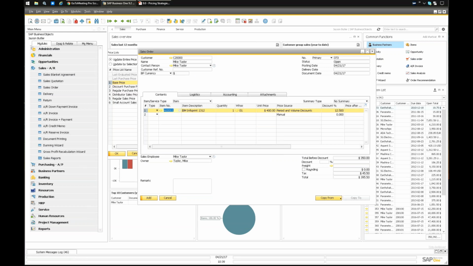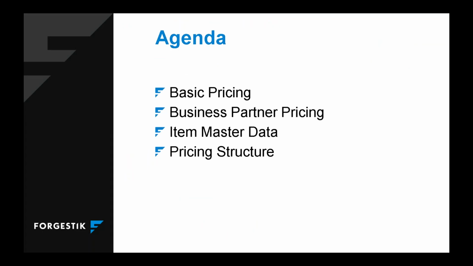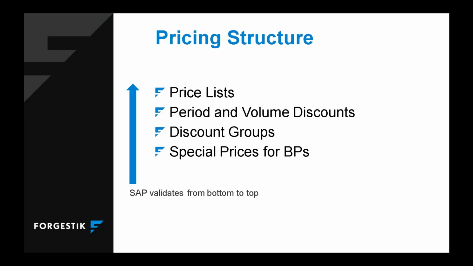So back to my PowerPoint here. We've talked about basic pricing and price lists. We've talked about where the business partners get their pricing source. We've talked briefly about item master data. And now we're going to talk about pricing structure. So there's several different things and different ways that SAP is going to look at these. So you're going to have the basic price list. So it's going to look at the price list first. Then you're going to have period and volume discounts. We'll jump into period and volume discounts first. Then we're going to look at discount groups. Then there's special prices for business partners.